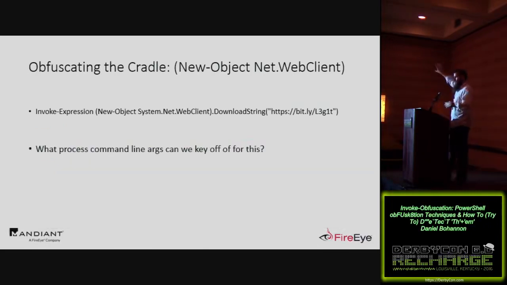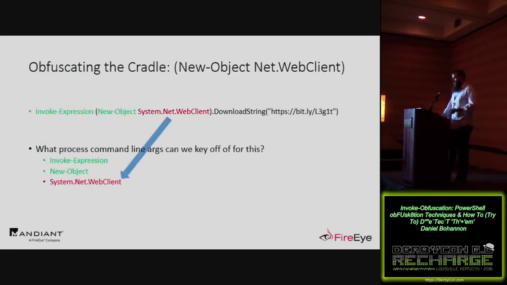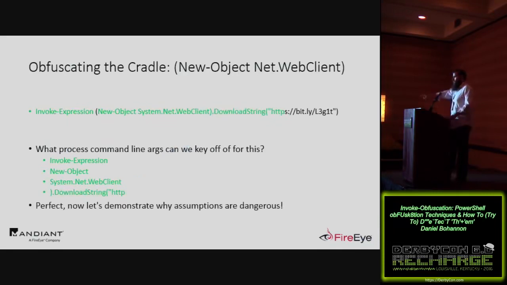You have your attacker command on the top. We as defenders, how can we build kind of a signature to trigger on this activity? Well, we could say, okay, if we see Invoke-Expression and New-Object, System.Net.WebClient, and DownloadString HTTP, this would catch this command, right? We're all good there? All right, so let's start breaking assumptions.